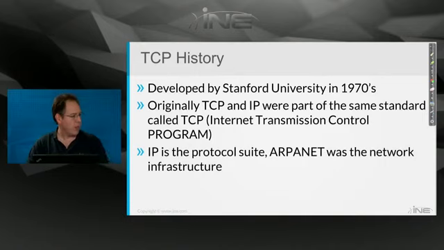So IP was the protocol suite and ARPANET was the network infrastructure, and then things grew like gangbusters after that.